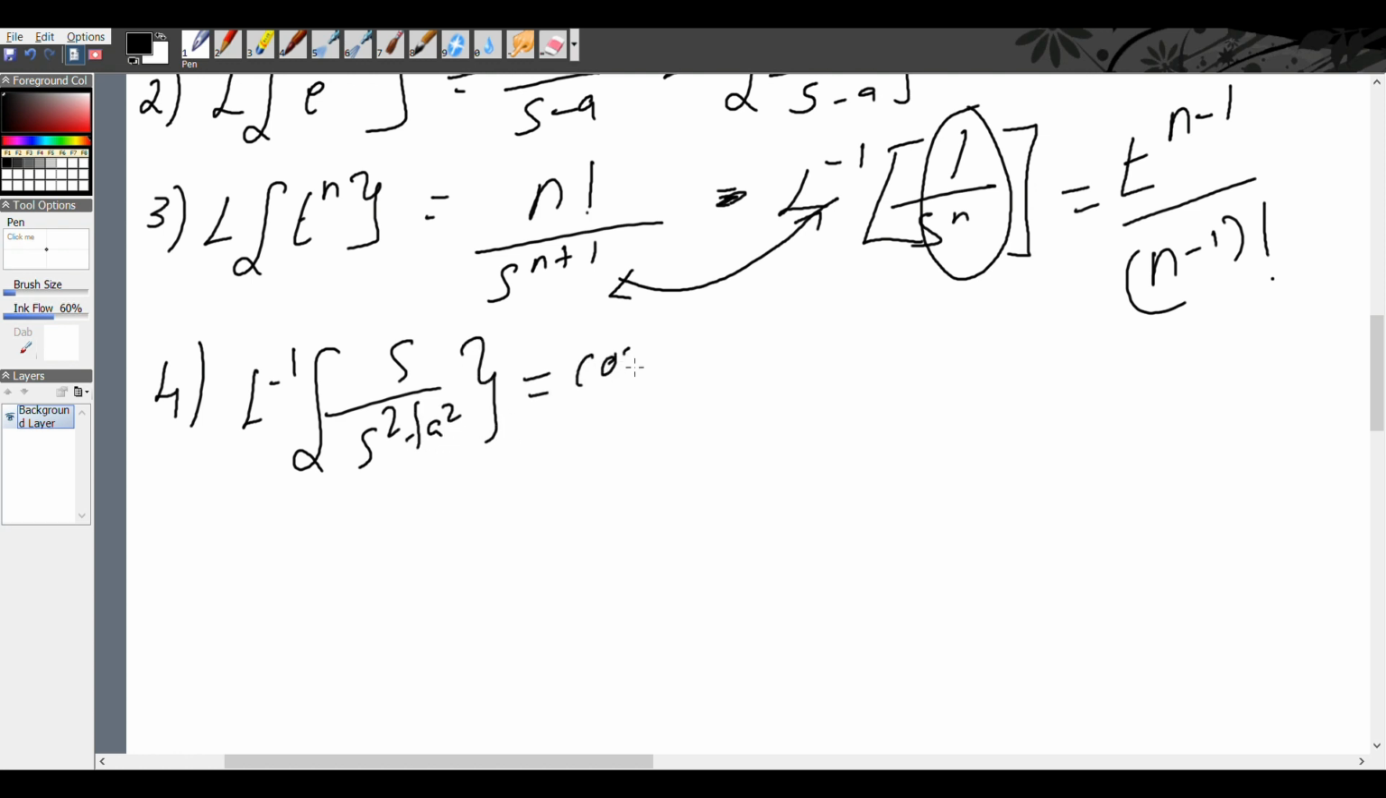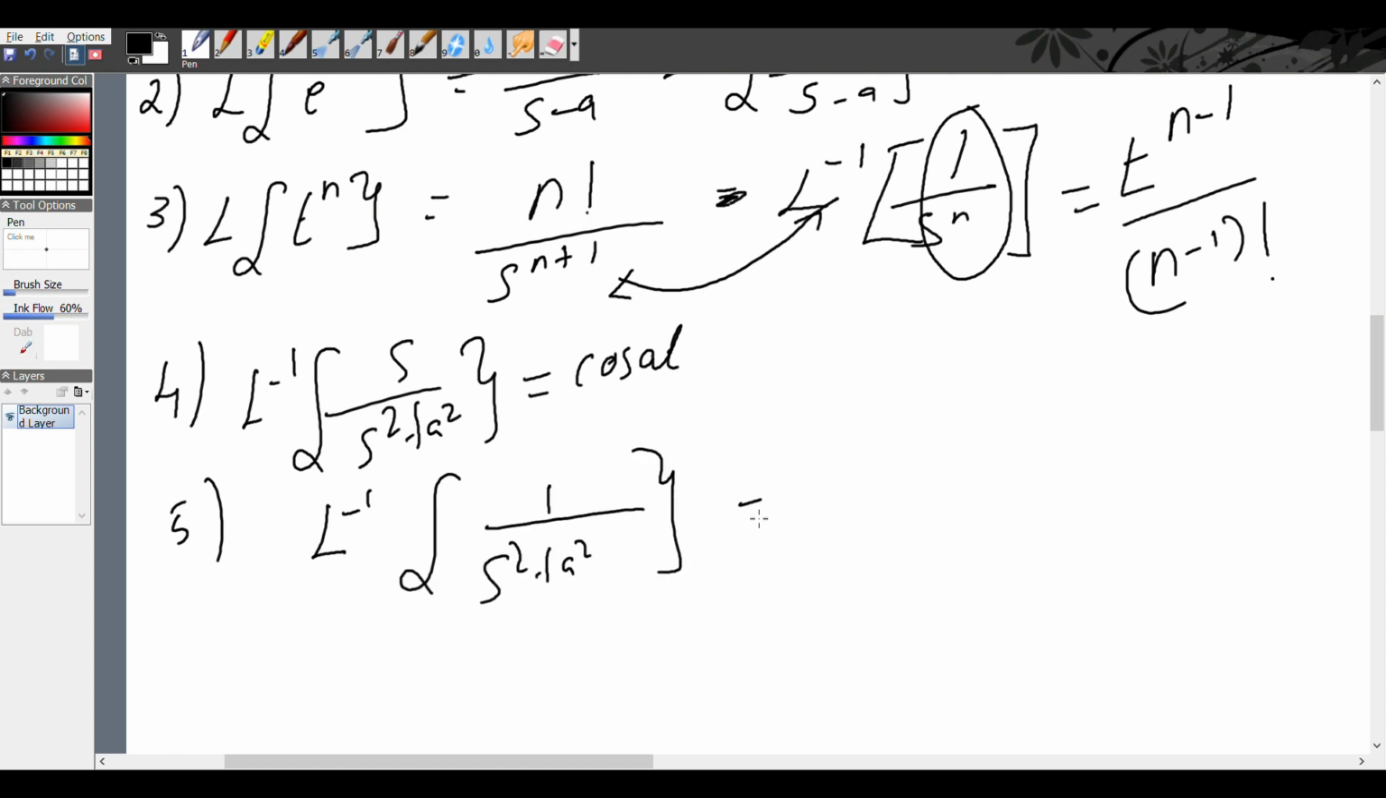L inverse of s by s square plus a square, this is nothing but cos at. Okay, so fifth one, L inverse of 1 by s square plus a square, this is nothing but 1 by a into sin at.